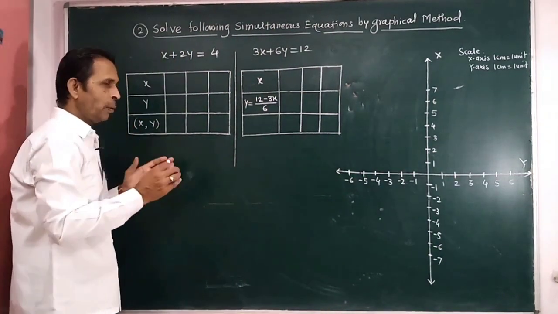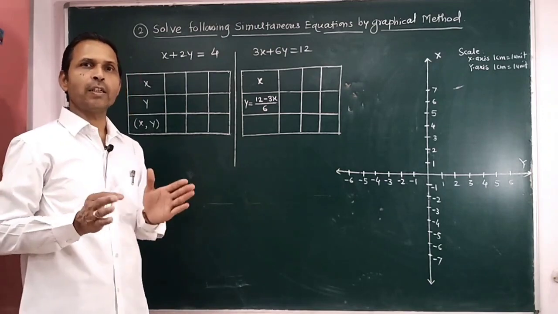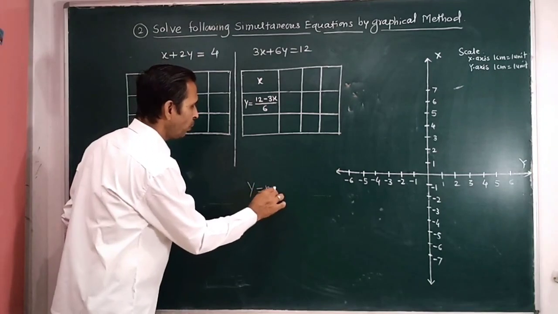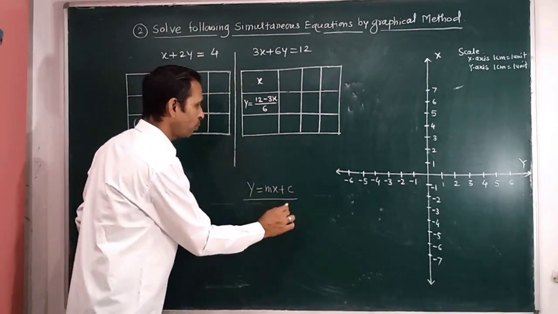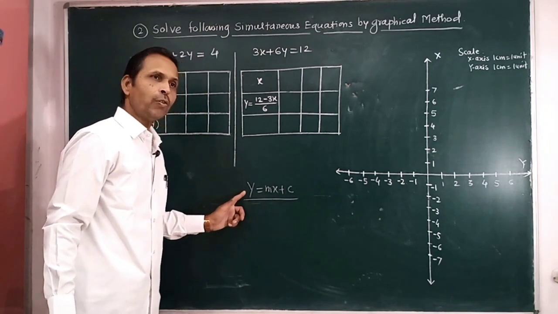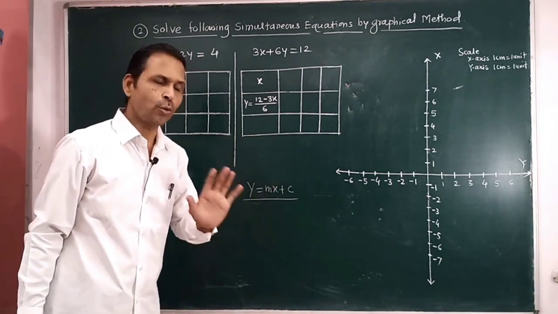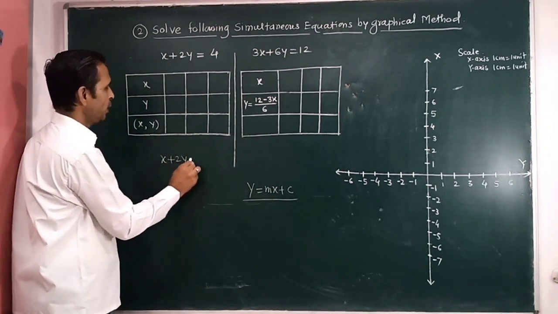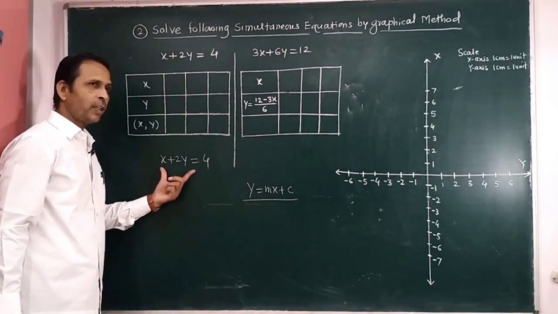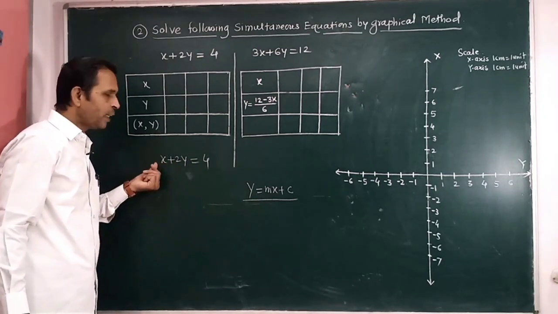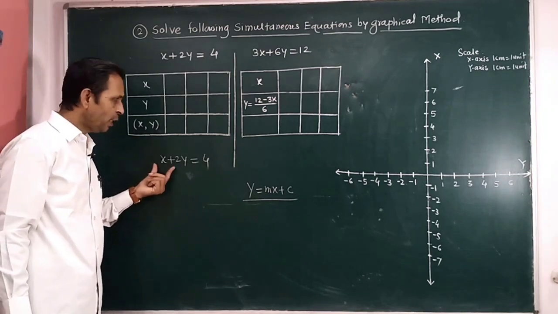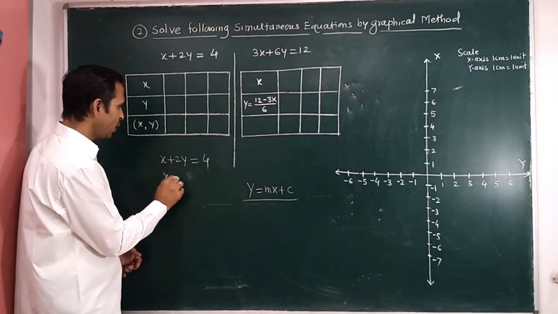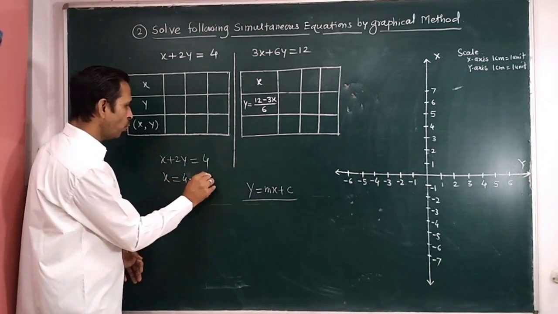The simplest method is to convert the given equation into the form y = mx + c. We can convert it into the y form, or into the x form. In the equation x + 2y = 4, the coefficient of x is 1, so we can simply convert it into the x form and write x = 4 - 2y.